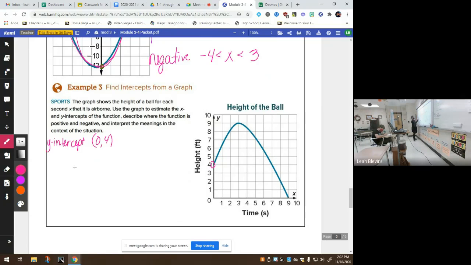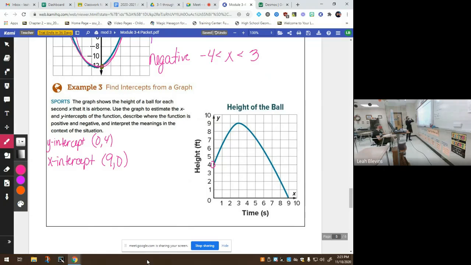I don't know. But the y-intercept is (0, 4). The x-intercept is (9, 0). So what that means in terms of this situation is that the ball was hit, as I'm explaining it, at 4 feet in the air. Nine seconds later, it hits the ground.